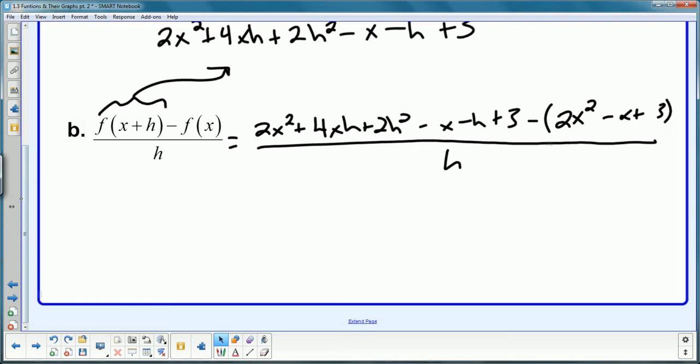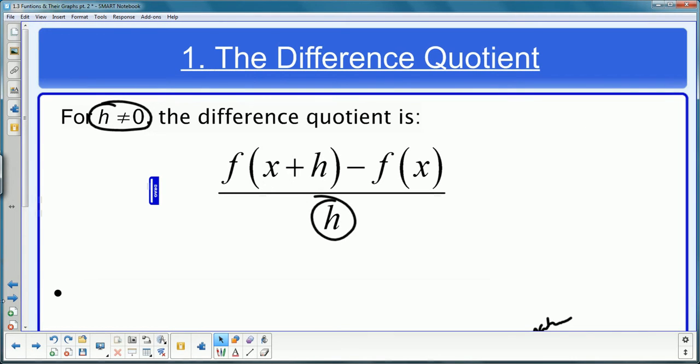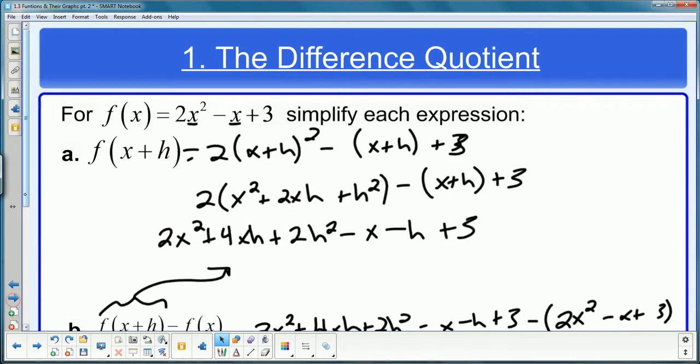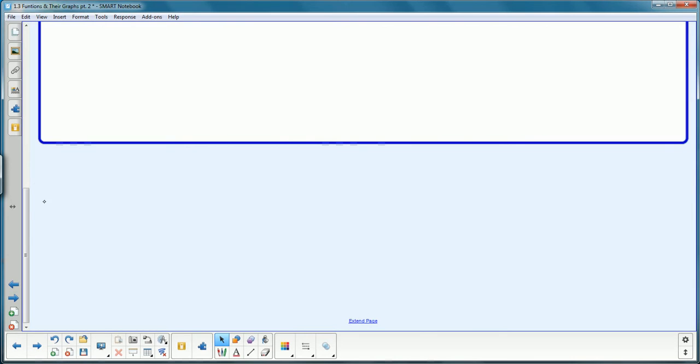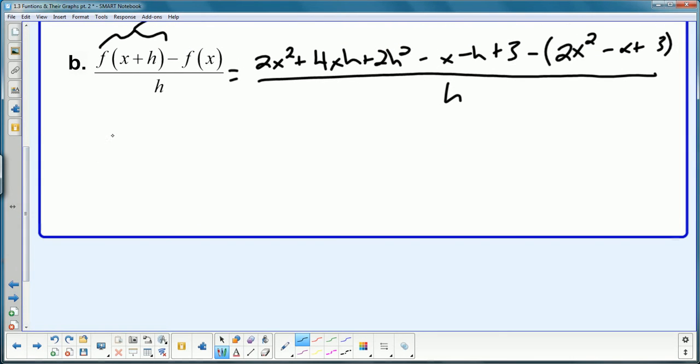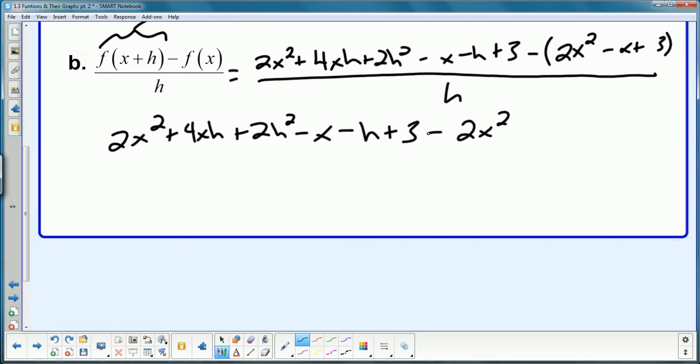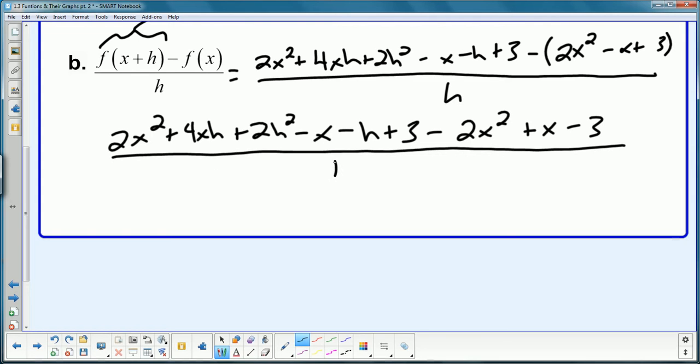Now, continuing on with that same piece, I am going to distribute that negative sign here. Sorry about that. Okay, there we go. So 2x squared plus 4xh plus 2h squared. I know this looks really messy right now, but it should simplify pretty quickly here. So minus 2x squared, this becomes a plus x and a minus 3 all over h again.